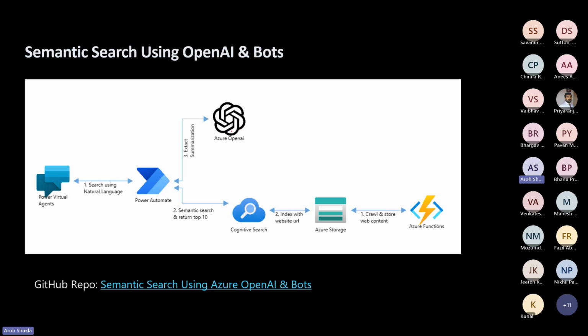Now, why I'm telling you this: it's an actual example which we implemented at an organization in Singapore, where the end users are in the hotel industry. A lot of people ask questions about the hotels and the rates for the next couple of days. The user can search the data using natural language through Power Automate, so we can integrate PVA with Power Automate.